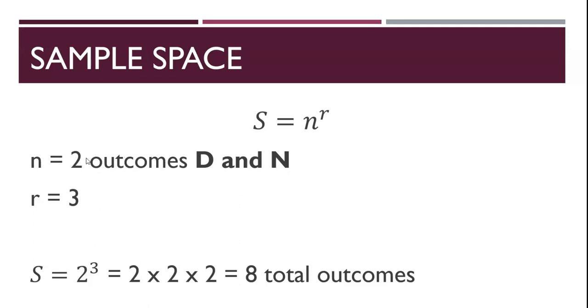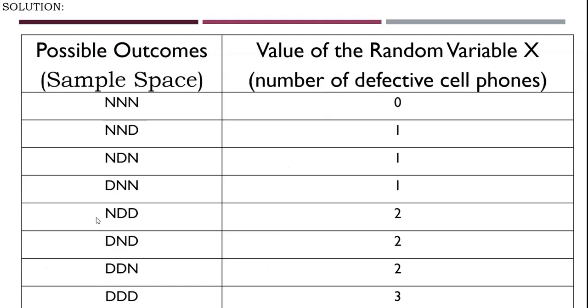So, the formula is S is equal to n raised to the power of r. Now, the value of n here is equal to 2 because in testing a phone, there are 2 outcomes. The first outcome is the D, which means the phone is defective, and N, which means the phone is non-defective. Now, the value of r represents the number of objects being observed. Now, we are testing 3 cell phones, so r is equal to 3. So, substitute S is equal to 2 raised to the power of 3. That's 2 times 2 times 2 is equal to 8 outcomes.